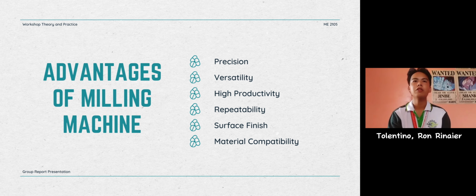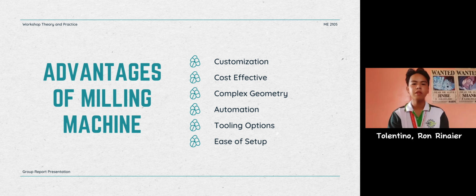And now, we're here to discuss the advantages and the disadvantages of milling machine. First, the advantages. Milling machines offer precision, versatility, high productivity, repeatability, surface finish, material compatibility, customization, cost-effectiveness, complex geometry, automation, tooling options, and ease of setup.